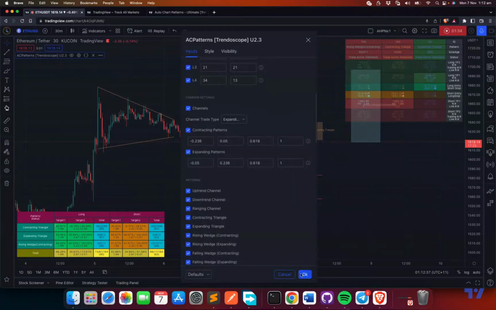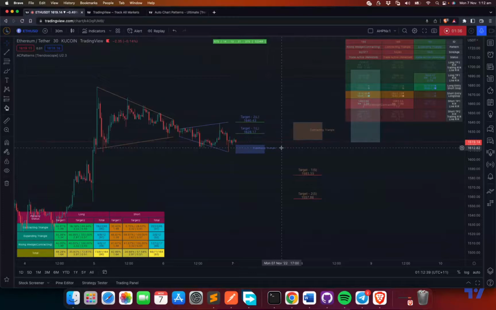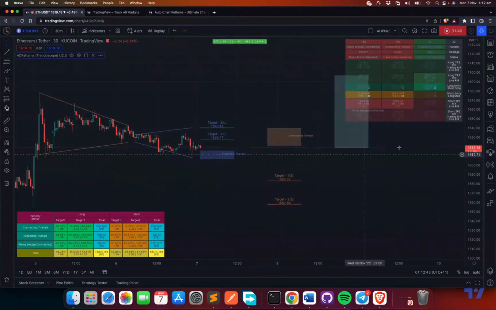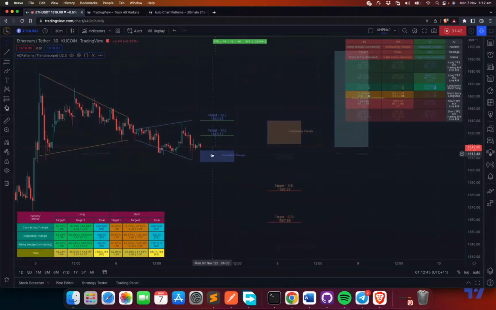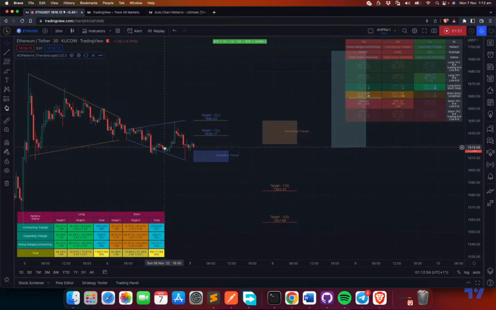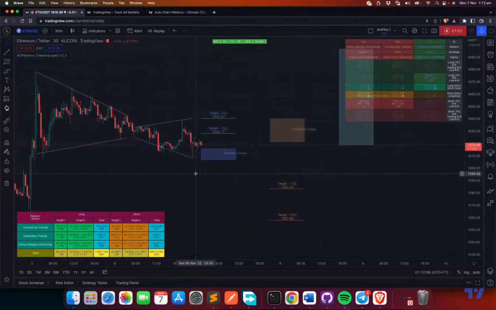Right, and coming to the other parts of it, once the patterns are formed, it will also give some suggestions on how to trade them. The patterns here are bidirectional. You can trade them long, or you can trade them short, and it's based on the breakout direction most of the time.